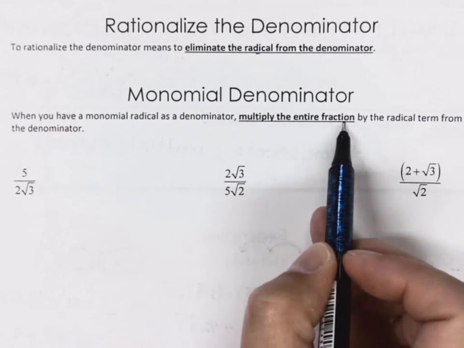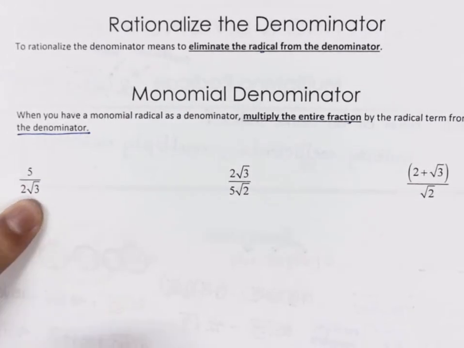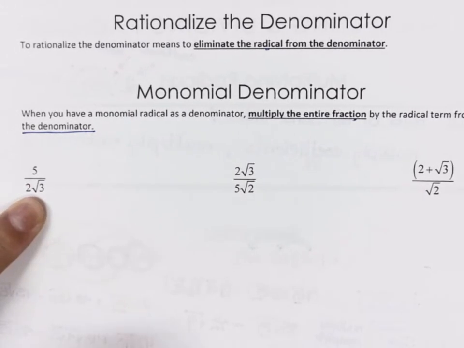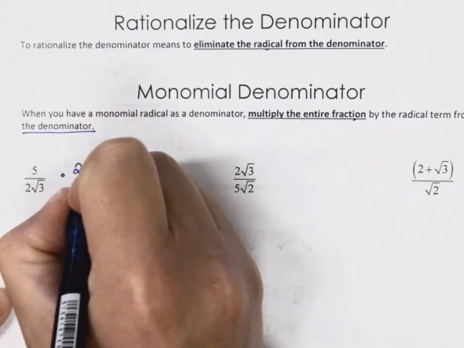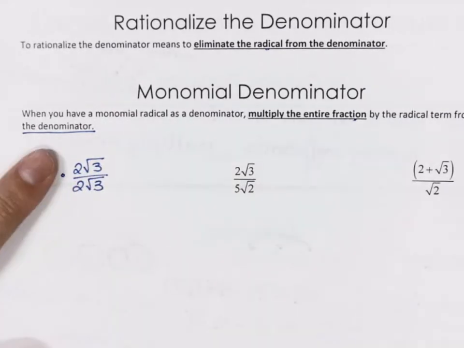We're going to multiply the entire fraction, so top and bottom, by the term from the denominator. Okay, what's the denominator in this one? 2 root 3, right? So you're going to take that. So just a quick question. What's 2 root 3 divided by 2 root 3? 1. Anything divided by itself is 1, right? So if you multiply something by 1, does it change its value? No. So again, we're not trying to change the value, we're just trying to change the way it looks.